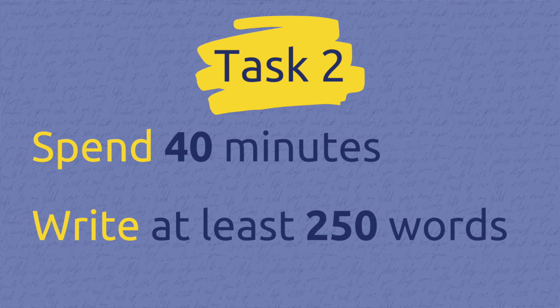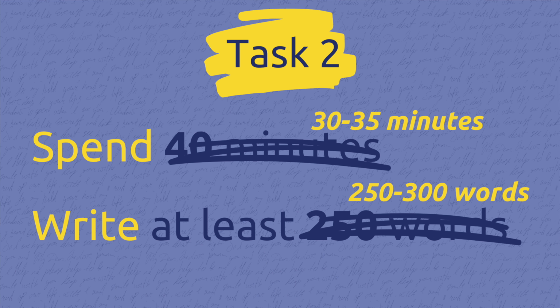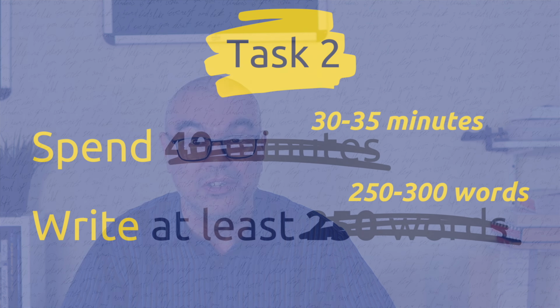And then we have the second task. Now, task 2 is 40 minutes long, and you should write about 250 words. Once again, I have some advice on this. Actually, my advice is to spend a little bit less than 40 minutes writing it, and once again, try and write more than 250 words. You should be looking at 300 plus words if you want to get a good score in Task 2.